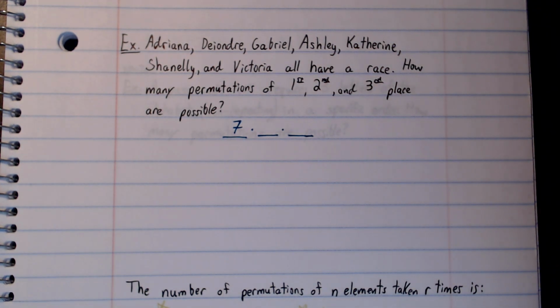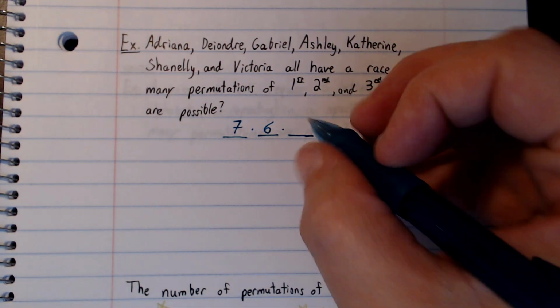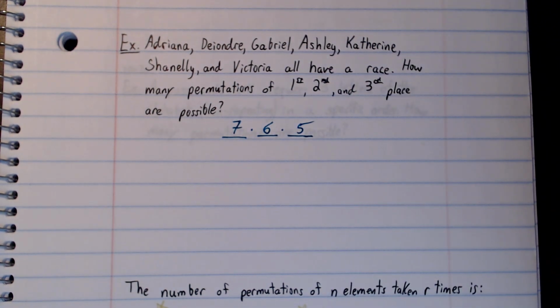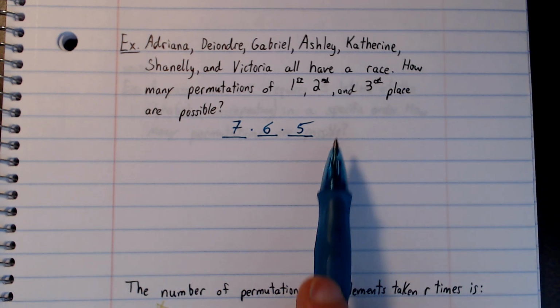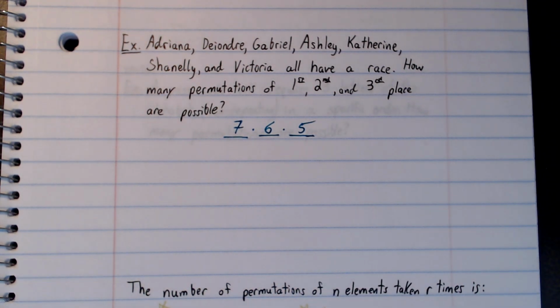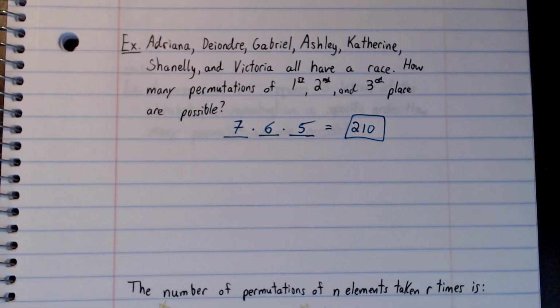But now, if they have this race and one of them randomly wins, I'm not going to pick one because I know all these people and they're in class and I don't want them to yell at me. But I know somebody's going to win that race, which means that there's only 6 people that could possibly win second place. And then, again, only 5 people that could win third place. It doesn't really matter who comes in 4th, 5th, 6th, and 7th place because these are the only ones that really matter: first, second, and third. So if we just multiply 7 times 6 times 5, there's only 210 possible outcomes.